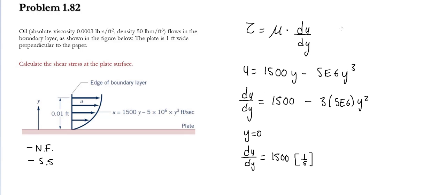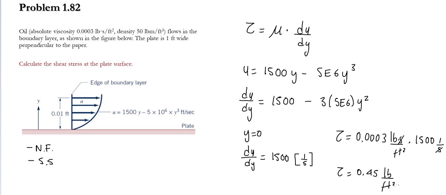We substitute into here, we have that the value of shear stress evaluated is going to be equal to 0.0003 pound-second per feet squared, and we multiply it by the rate of shear strain, which is 1500, and we have the unit of that to be 1 per second. So notice that the second and the second cancel, and then the value of tau becomes 0.45, and the units left are pounds per feet squared, and notice that is exactly the units of shear stress.